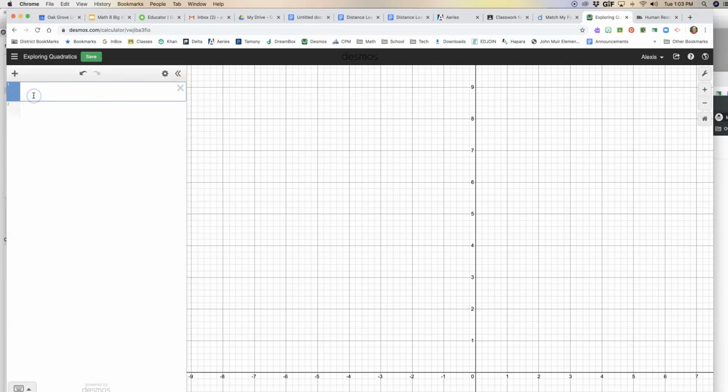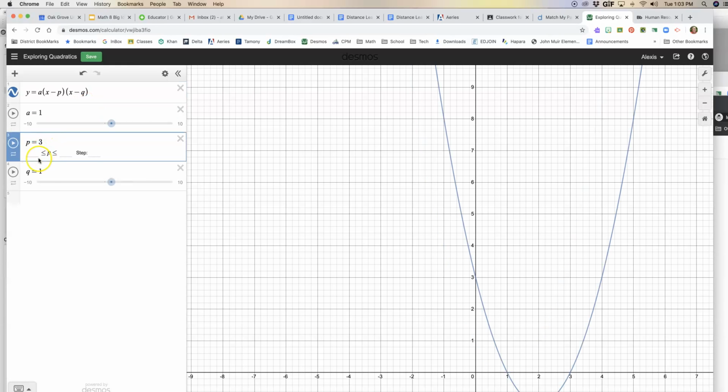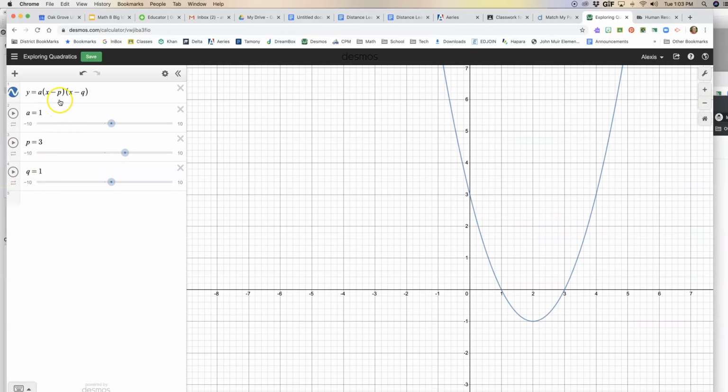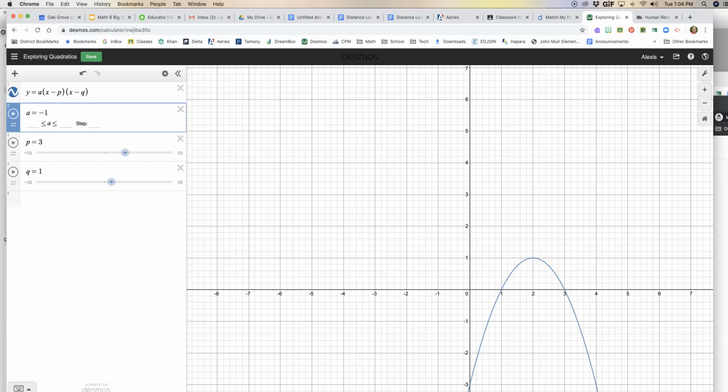Okay. Now the next one I want to take a look at is intercept form. y equals a times (x minus p)(x minus q). Sliders. Let's make p 3 and q 1. The p and the q tell us what our x-intercepts are going to be. I have an x-intercept at 3, right, and another x-intercept at 1. The a tells me if it's facing up or down. So if a had been a negative 1, whoop, same intercepts, but now it's upside down.